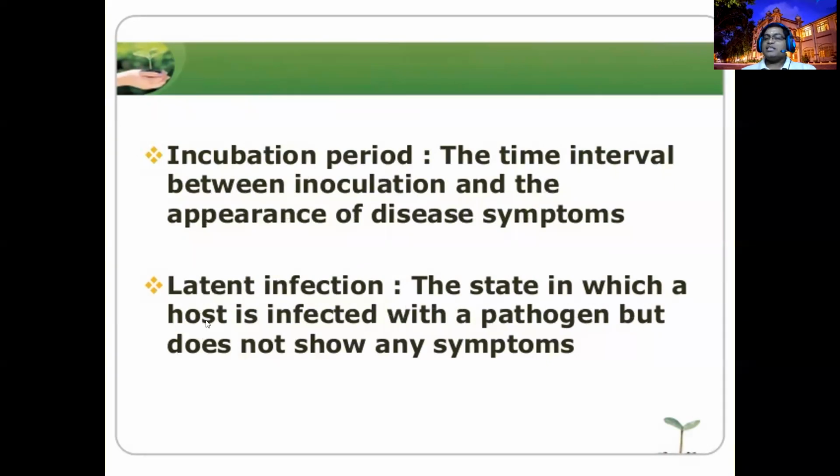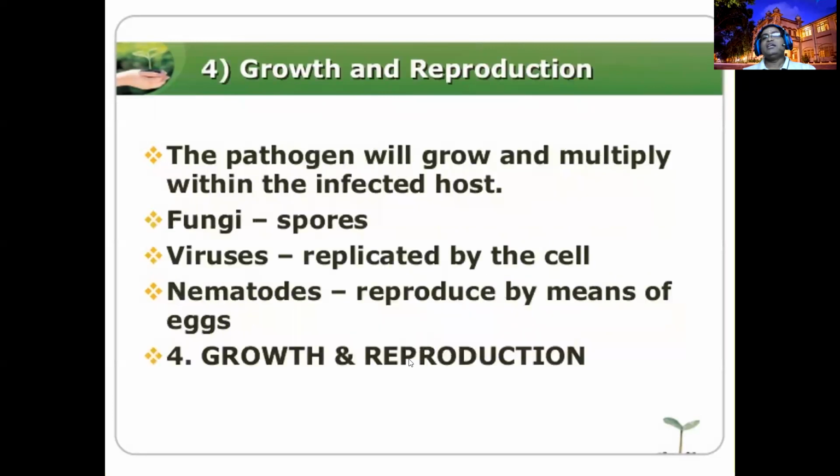And latent infection is the state in which a host is infected by the pathogen, but the pathogen does not show any symptoms. We call that a latent infection. For example, with COVID-19, some people show symptoms, and some people do not, because it is there as a latent infection. These people can spread it quickly to others. Like that, in some hosts it will not show symptoms. This we call a latent infection.